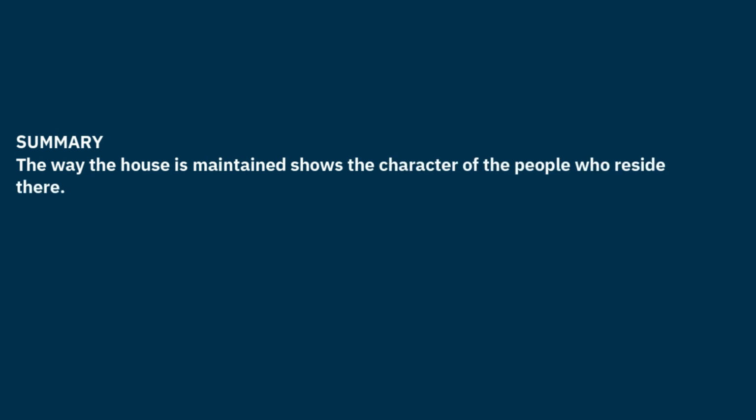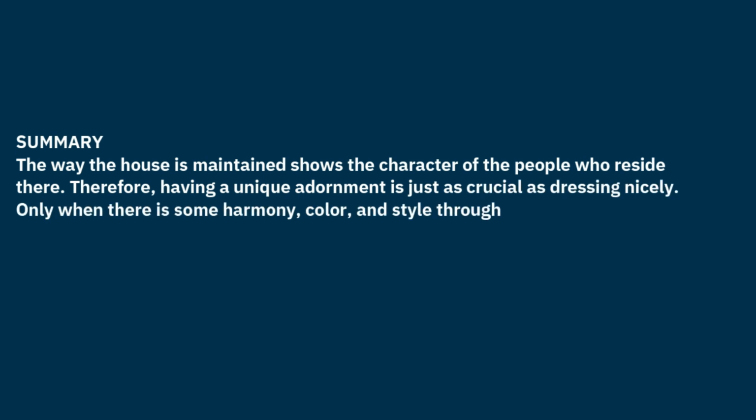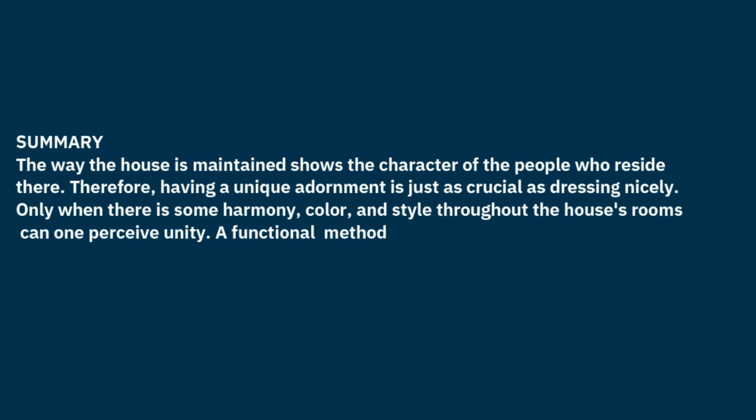Summary. The way the house is maintained shows the character of the people who reside there. Therefore, having a unique adornment is just as crucial as dressing nicely. Only when there is some harmony, color, and style throughout the house's rooms can one perceive unity. A functional method for a comfortable living space is furniture.